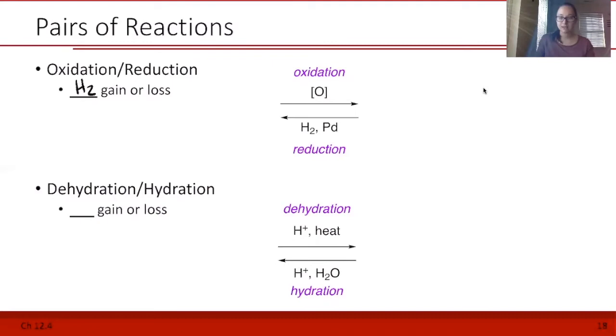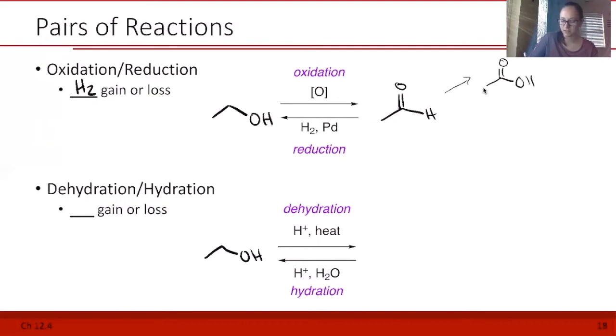So, in an oxidation reaction, let's say we start out with ethanol, for example. Let's just do ethanol for both. I'm just going to draw it down here too. Okay, so if I start out with ethanol, if I oxidize ethanol, I'm going to make an aldehyde, which would then oxidize further into a carboxylic acid. But the starting reaction, the first reaction that you do, is to the aldehyde.